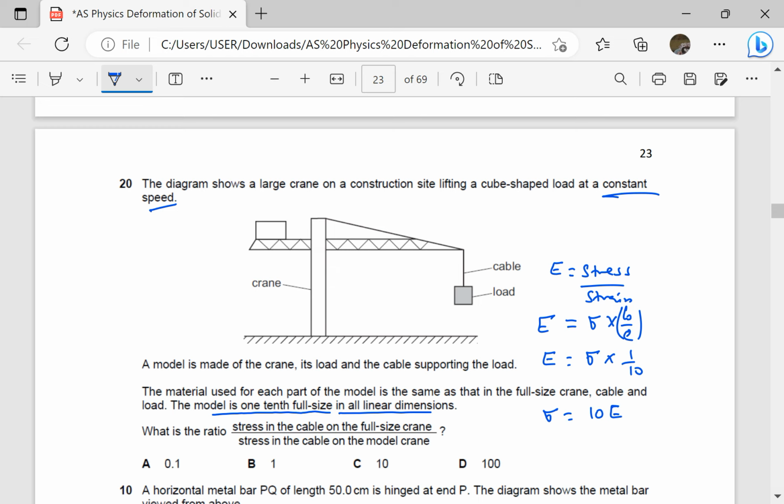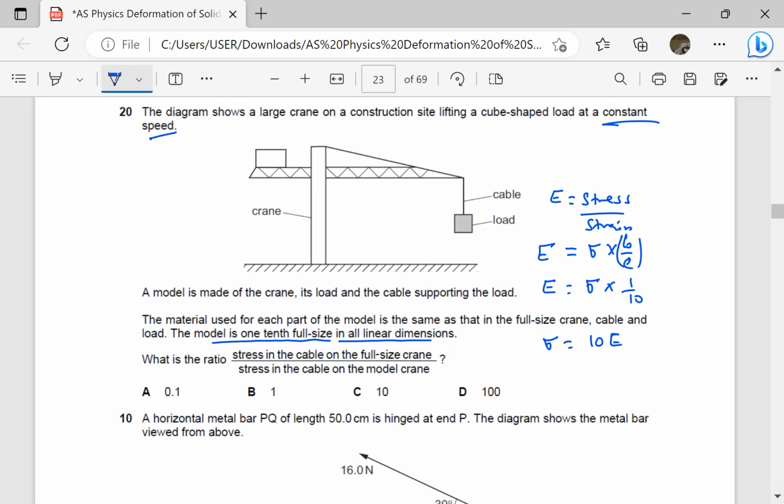So the question is, what is the ratio of stress in the cable on the full size crane over stress in the cable on the model crane? If this is the full size, then for the model crane, it is just going to be E. So the ratio is simply going to be equal to stress in the full size crane, which is 10E, over E in the model crane. So that means our answer is going to be 10. So the answer is C.